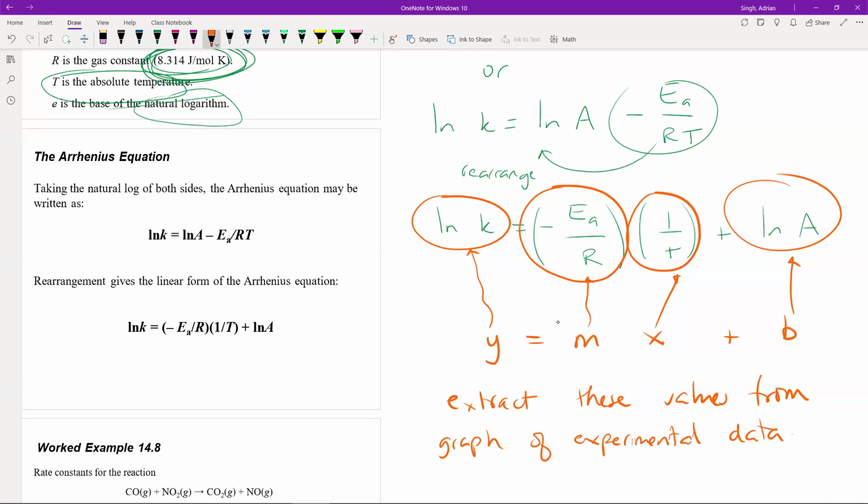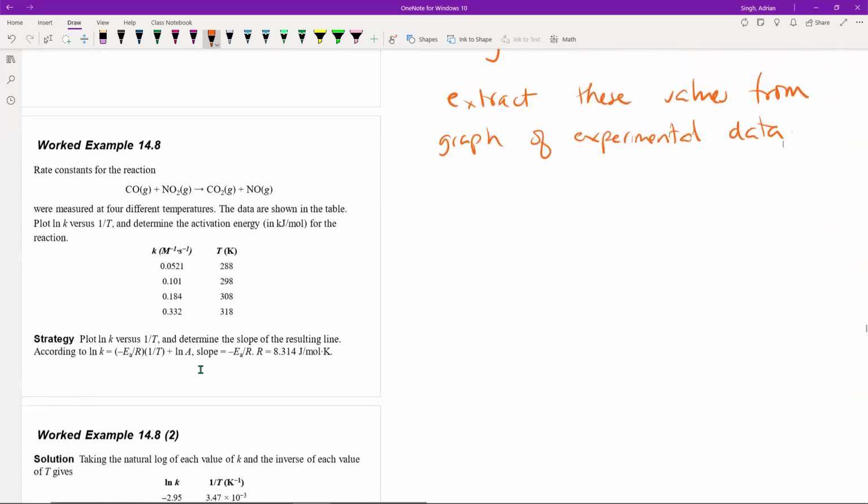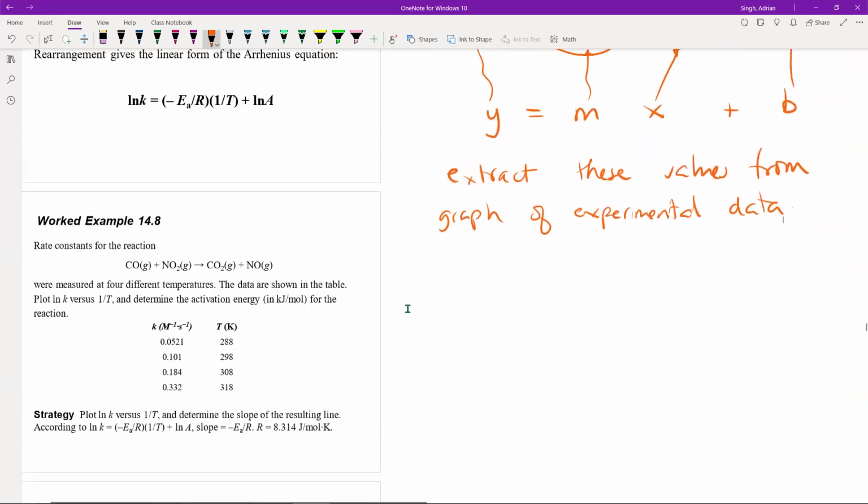Right? So if we change some of the temperatures, we record some concentrations, record some times, etc., we can actually determine all of these parameters graphically. So let's take a look at an example of such a problem. The rate constants for the reaction of carbon monoxide and nitrogen dioxide were measured at 4 different temperatures, right? So we have 288, 298, 308, 318 Kelvin, and we have our rate constants here.